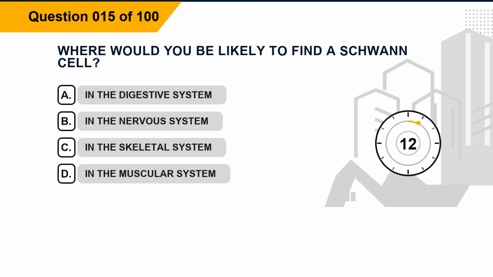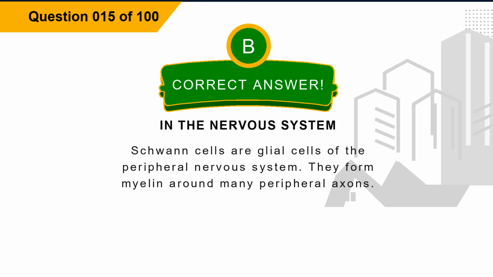Question 15. Where would you be likely to find a Schwann cell? Option A, in the digestive system. Option B, in the nervous system. Option C, in the skeletal system. Option D, in the muscular system. The correct answer is option B, in the nervous system.